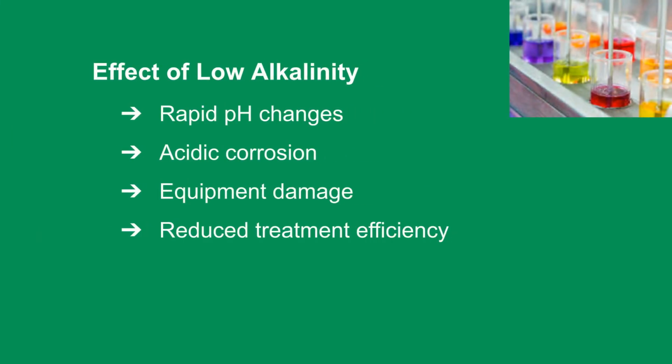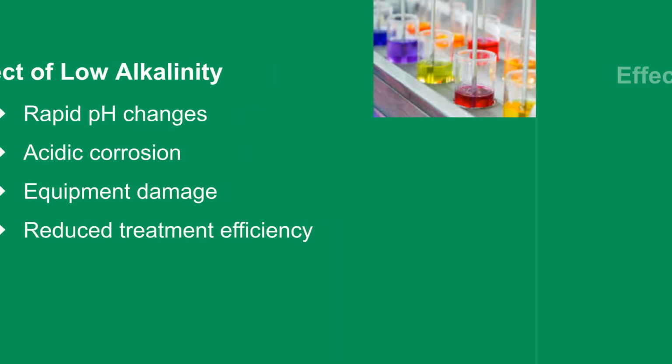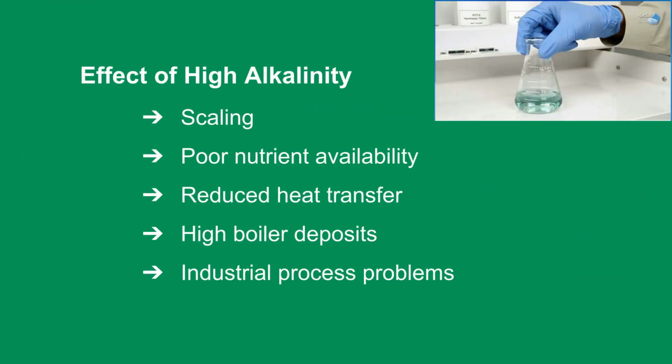Conversely, low alkalinity can lead to several problems, including rapid fluctuations in pH, which may cause acidic corrosion and significant equipment damage. Furthermore, low alkalinity reduces the efficiency of chemical treatments, making it harder to protect the internal surfaces of your equipment. On the other hand, excessively high alkalinity presents its own set of challenges, such as uncontrolled scaling and the accumulation of boiler deposits. High alkalinity levels can also impair nutrient availability, reduce heat transfer efficiency, and create various problems for industrial processes.